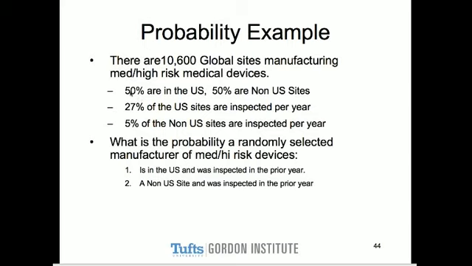And the data we have is we know that 50% of the U.S., 50% non-U.S., 27% of the U.S. sites are inspected per year by the FDA, 5% are not. So what we want to do is ask a couple questions about a randomly selected manufacturer of medium or high-risk devices, and that population is this population right up here. So we're going to ask questions about that.